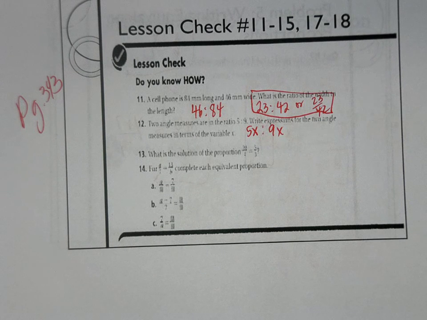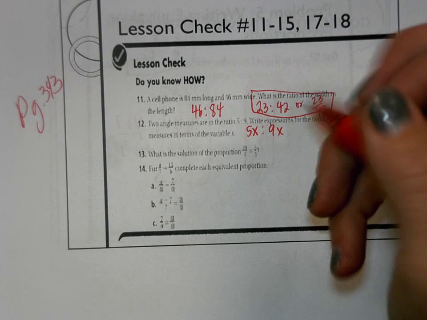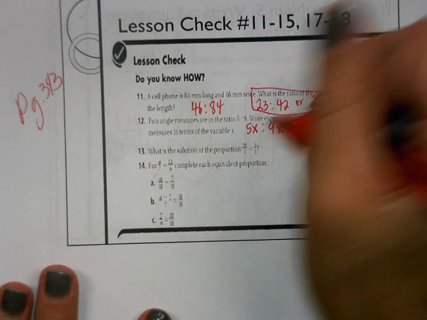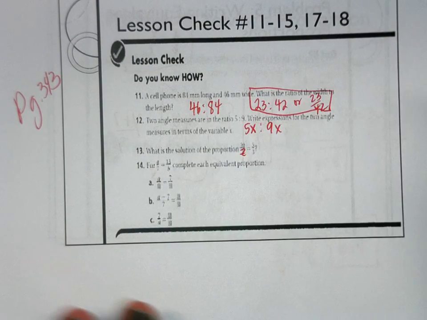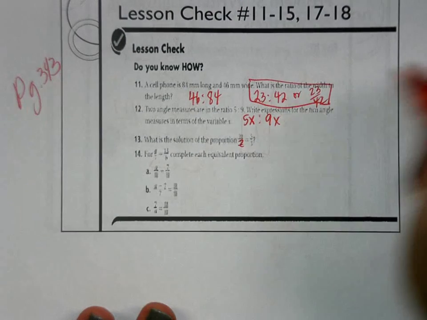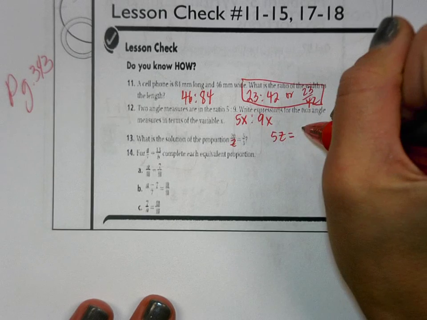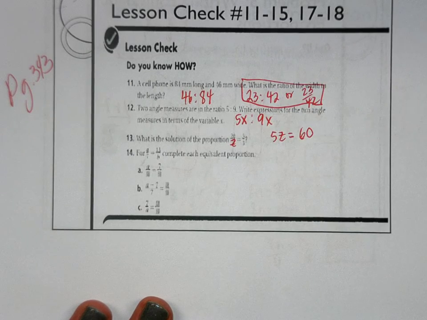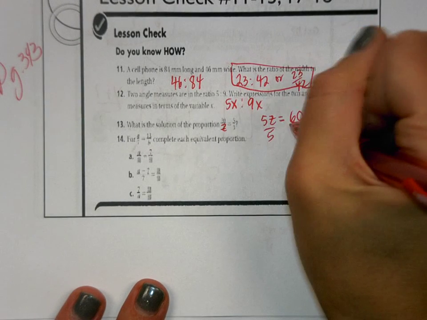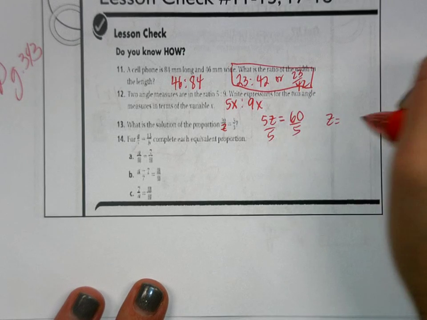What is going on there? What can we do to solve? Good. Cross multiply. If you can't see on mine, this is a z. It's 30 over z equals 5 over 3. So if we cross multiply, we get 5z equals 60. Divide by 5 to both sides, and z equals what? Good.